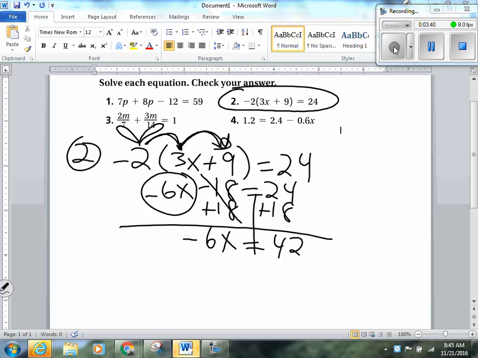I have a number next to a letter. That's a negative 6x, so I have to divide both sides by negative 6. When I do that, I end up with x equals negative 7.